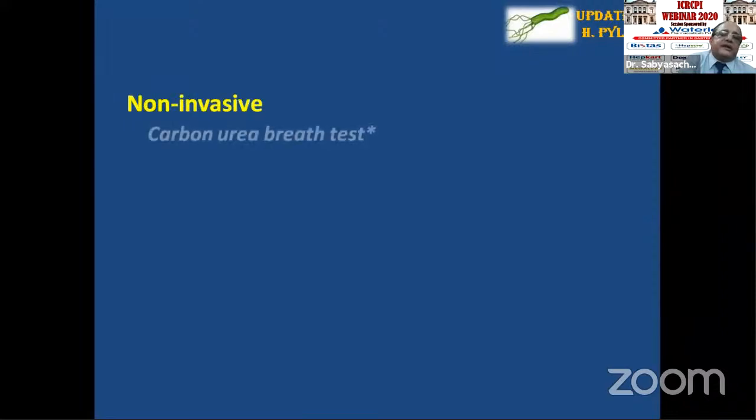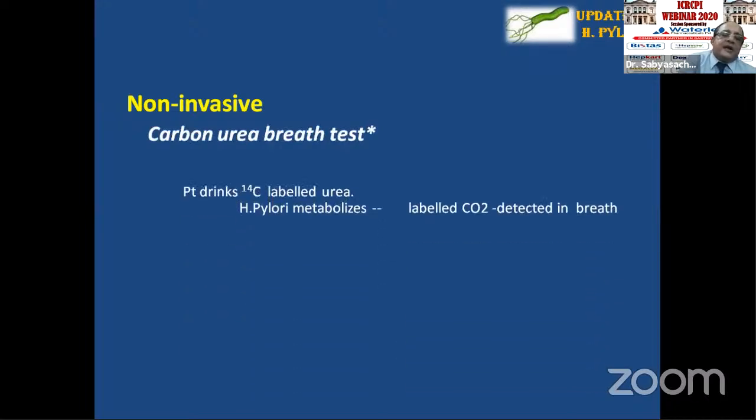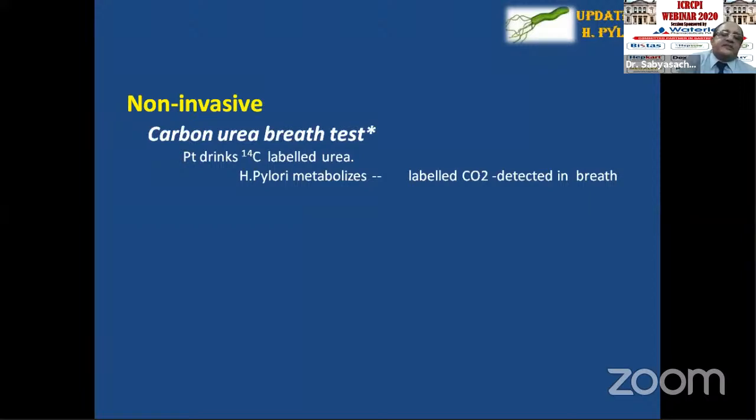Non-invasive, that is the carbon urea breath test. This is supposed to be the gold standard worldwide. And how do you do it? The patient drinks C14-labeled urea. It's metabolized inside, and then labeled carbon dioxide is detected in the breath. But unfortunately, it's not so easily accessible in this country.